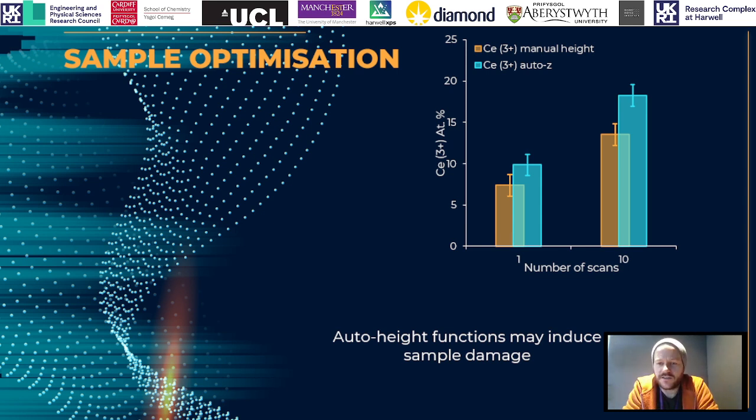So this is just another example of cerium 3 plus to show that we see exactly the same thing. So this was actually on a different spectrometer. The previous was run on our Quasar Supra, this is run on our Thermo Nexsa. They've both got auto height functions, just showing that we do see exactly the same thing regardless of the system.